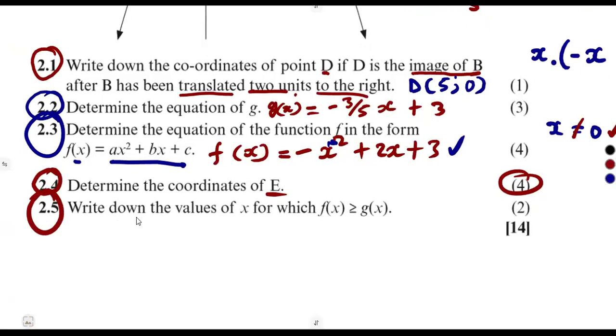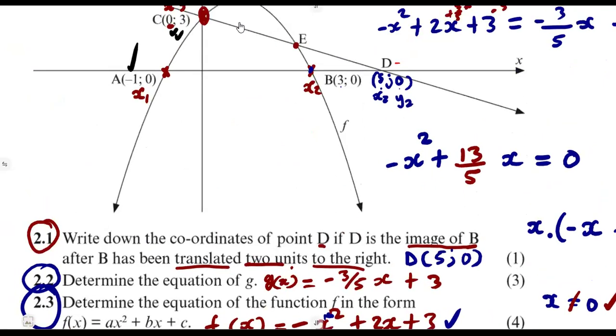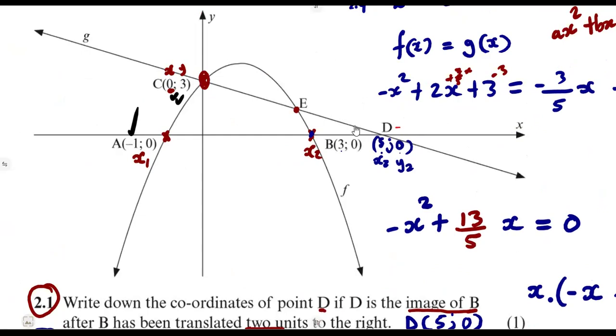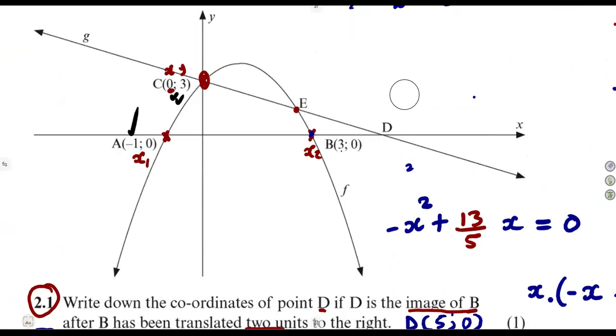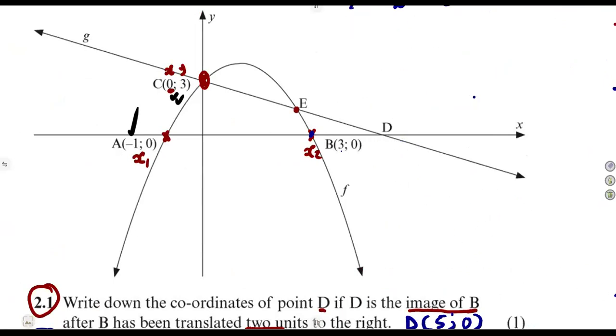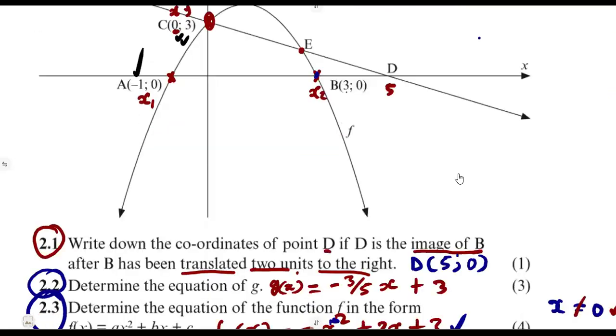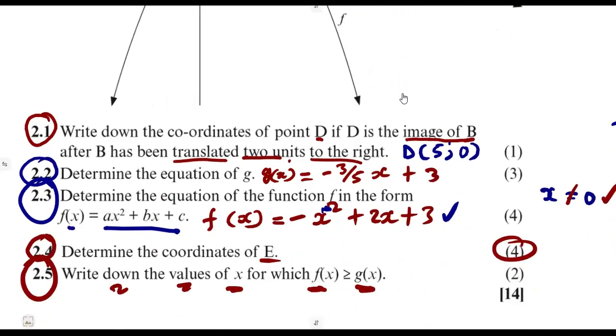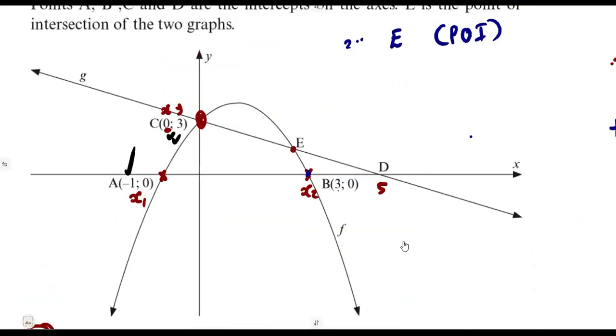On 2.5, we are given: write down the values of x for which f of x is greater than or equal to g of x. This is a condition. When you see this one, you are comparing two functions which are already drawn. They are already there, and you are comparing them. Guys, how do we compare these two functions? There is a comparison that is happening there. So we are given that f of x is supposed to be bigger than or equal to g of x. That's 2.5. All right, let's just have it here.